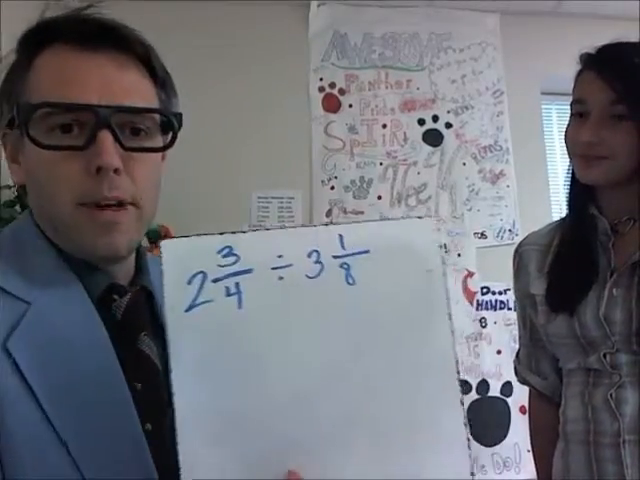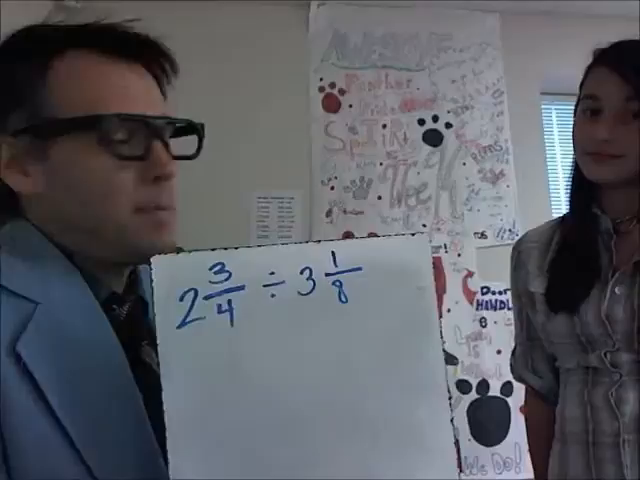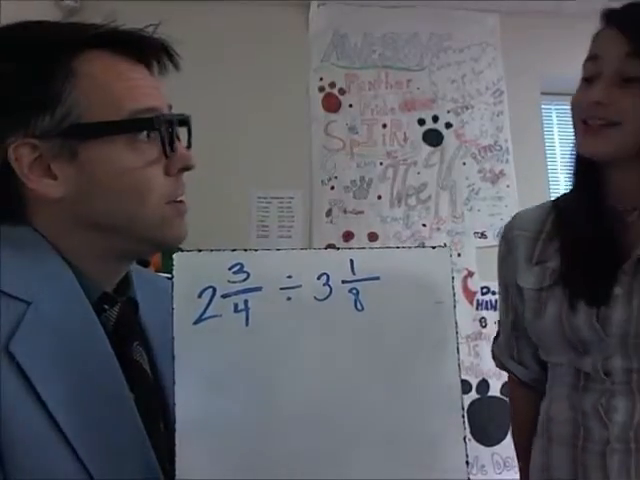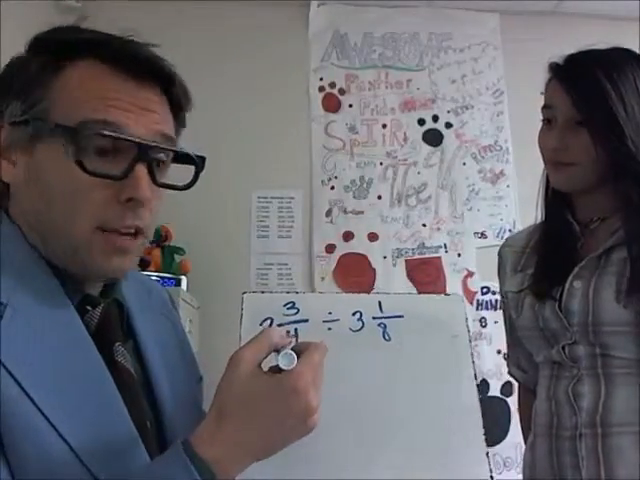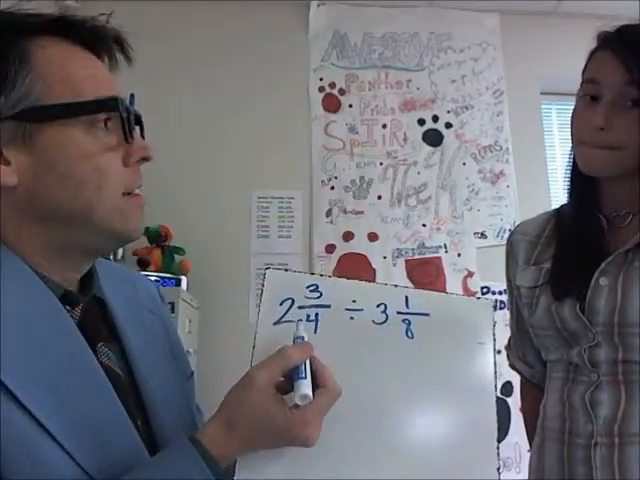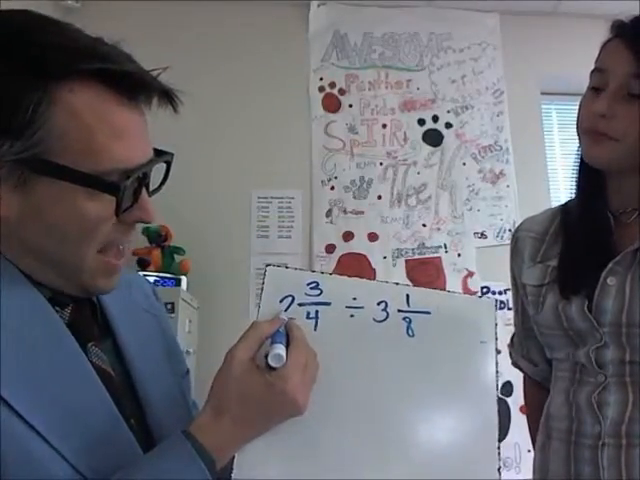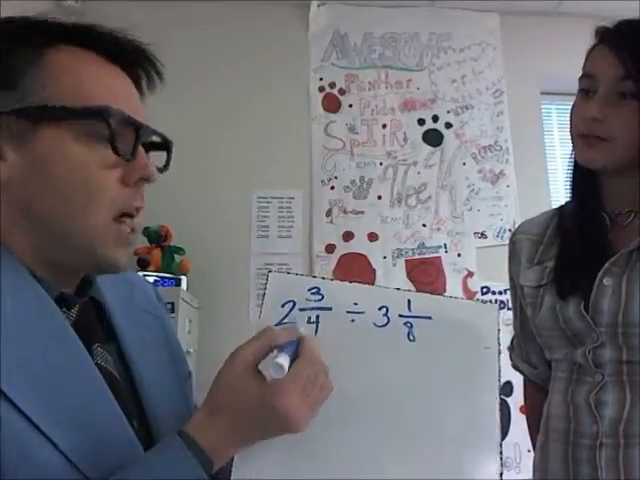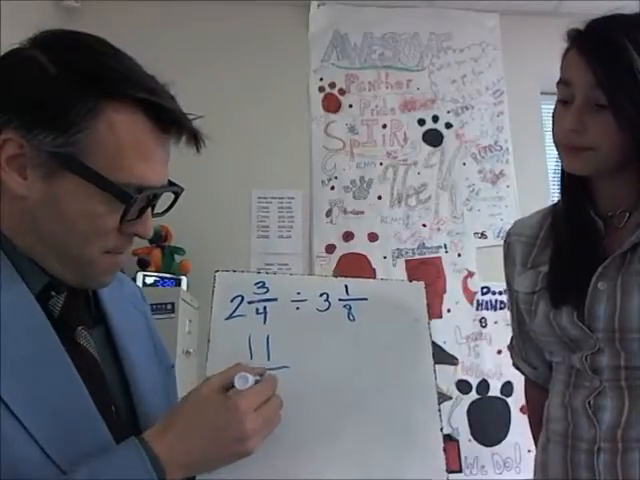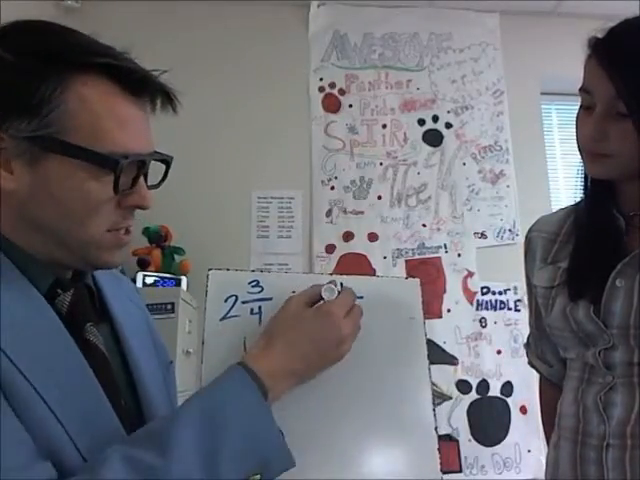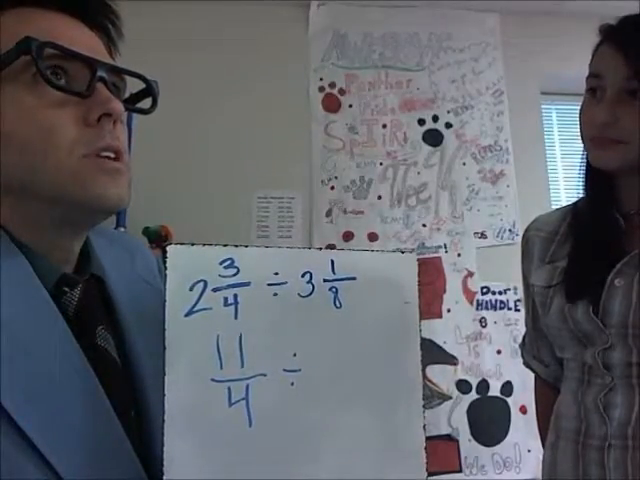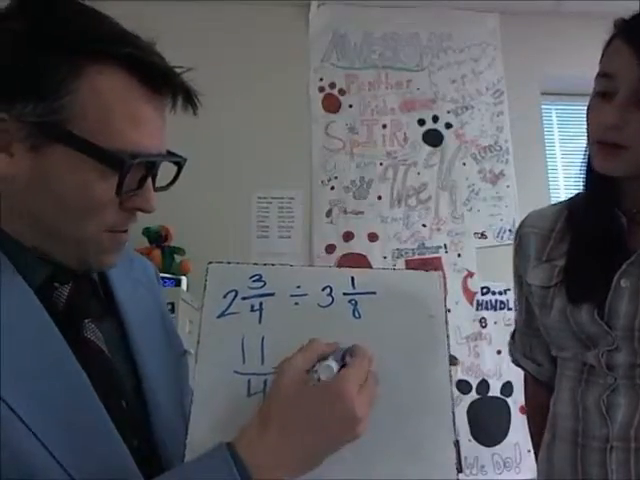Destiny, when you see a problem like 2 and 3 fourths divided by 3 and 1 eighth, what do you got to do first? First, you change your mixed numbers to improper fractions. That's right. And how do you do that? You take your denominator and multiply it by your whole number, and then add your numerator. So, 4 times 2 is 8, plus 3 is 11. So, we have 11 over 4 divided by 3 and 1 eighth. 8 times 3 is 24, plus 1 is 25. 25 over 8.